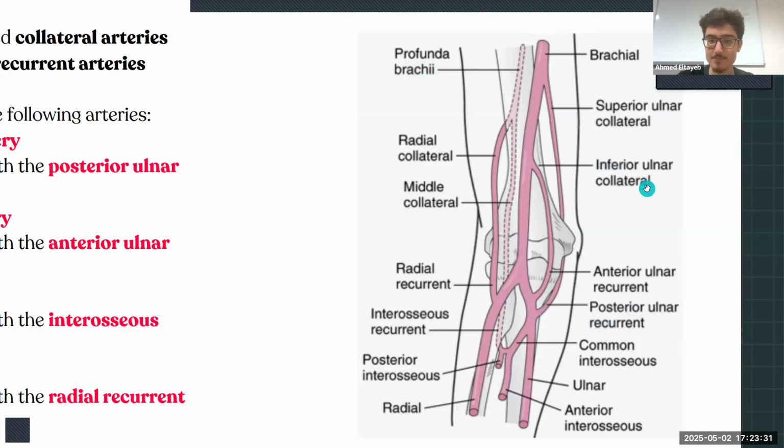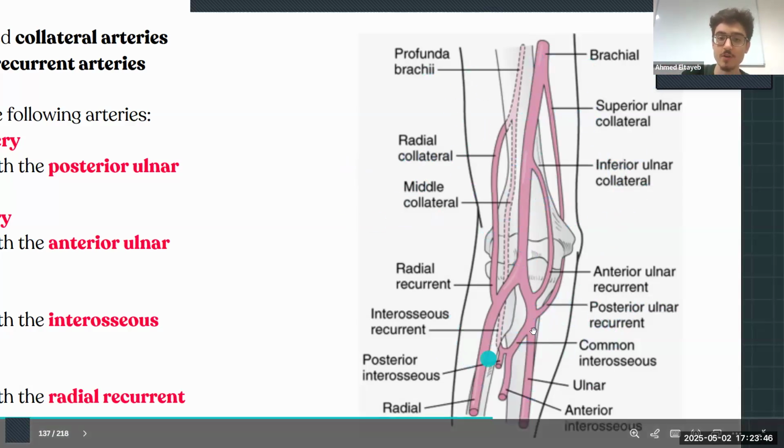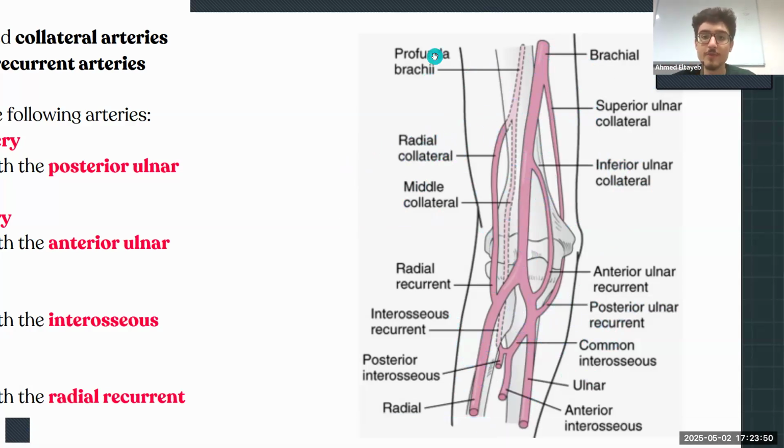This diagram honestly is perfect. It summarizes everything, so try to just understand it, memorize it. What about our radial collateral and middle collateral? Now, the collaterals, you see the collaterals, they're all coming from the arteries of the arm, whereas the recurrents are coming from the arteries of the forearm. So the radial collateral coming from the profunda brachii will anastomose with what? The radial recurrent. Right? Makes sense.